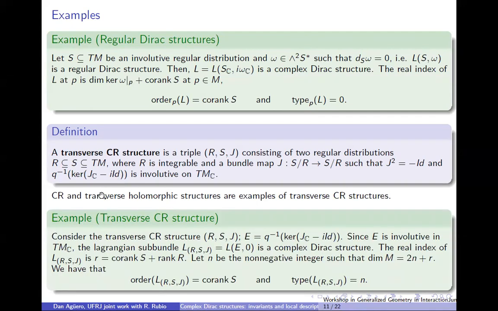Well, these transverse CR structures are also examples of complex Dirac structure in the following way. We just take E as the image under the quotient map of the kernel of J minus i identity, that is the plus i eigenbundle of J. And we take L just zero. Since E is involutive, this is a complex Dirac structure. And we have that the real index is the corank plus the rank of R. And when the dimension of M is equal to 2n plus r, then the order is the corank of S and the type is n. So these are the two important examples of complex Dirac structure.